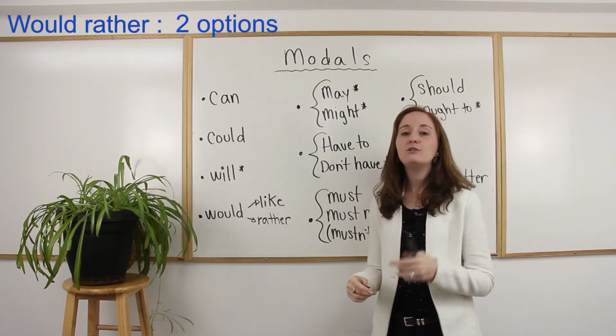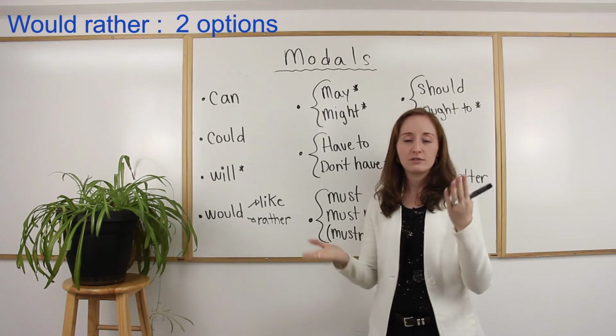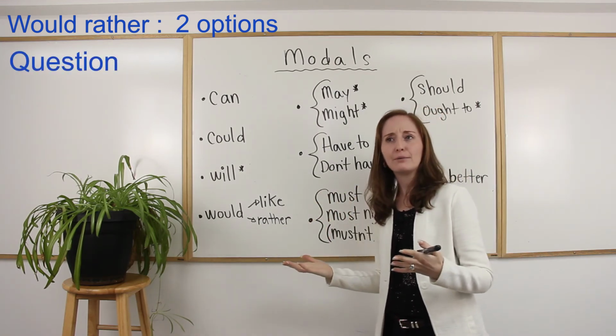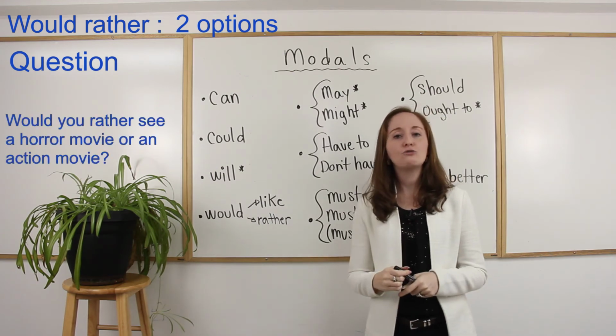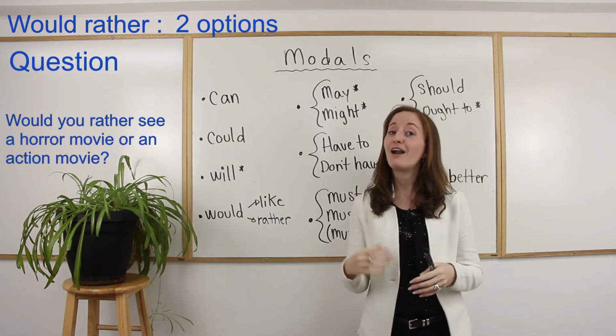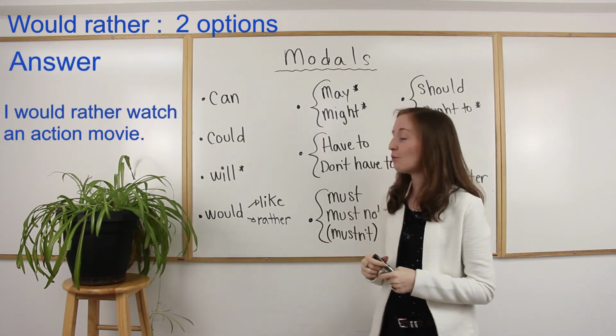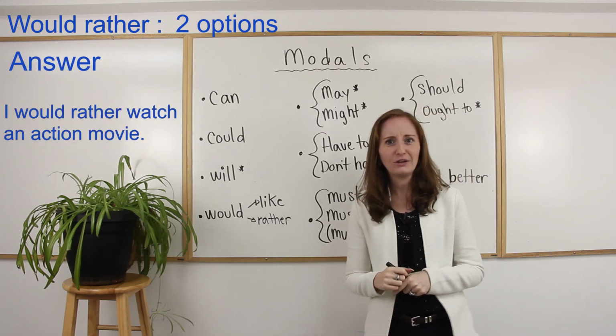Would rather, we use it when we want to specify two different options and what option we prefer. For example, in a question, would you rather see a horror movie or an action movie? To give your preference, I would rather watch an action movie.